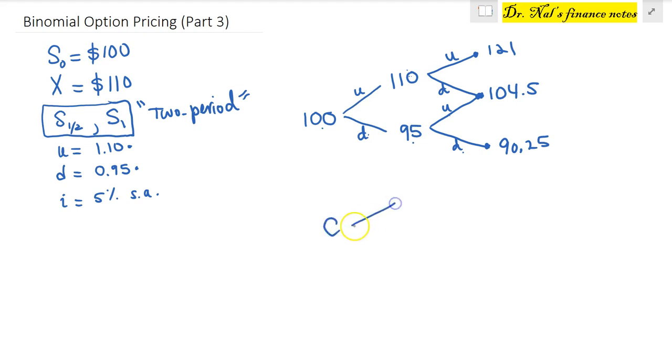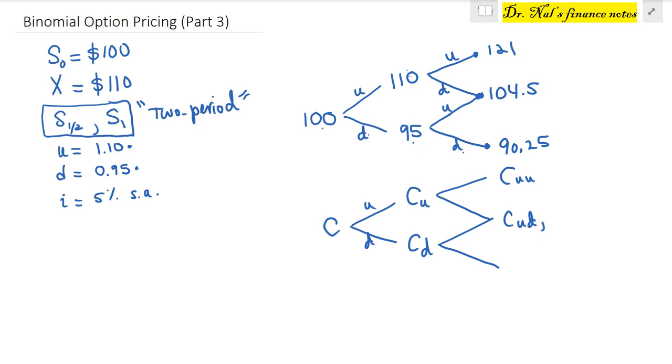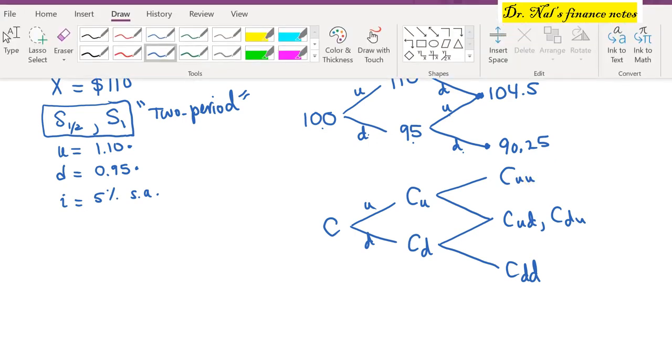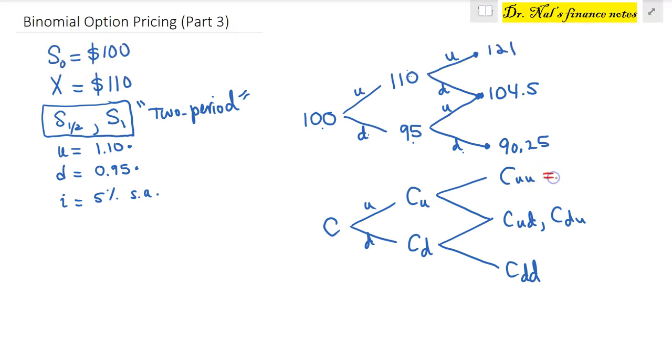By the same token, I can create a call option tree as well. Again, we will have up and down. I'll call the first ones CU and CD, what happens at the end of the first period. Then, the same way we proceeded with the stock price, I'll call this one CUU, this one CUD, or you can as well call it CDU, that's the same thing, and finally CDD here. We will be calculating these.